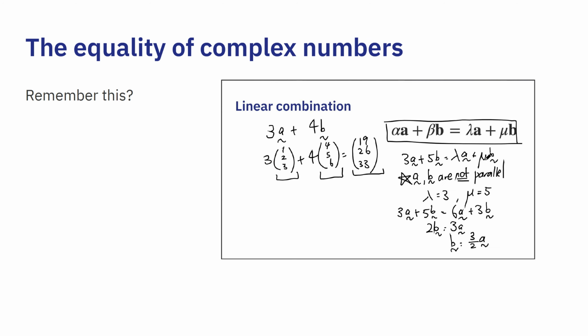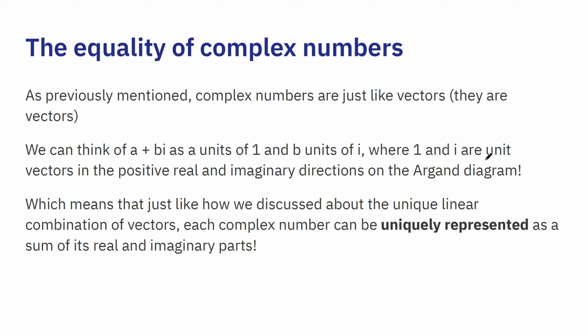Do you remember the linear combination we talked about in our vectors crash course? We can actually apply a very similar thing to complex numbers, because complex numbers are just like vectors. Actually, they are vectors. So we can think of a plus bi as a units of a real number 1 and b units of i, where 1 and i are basically unit vectors in the positive real and imaginary directions on the Argand diagram. So it's kind of like a linear combination where our vectors are the vectors representing 1 and the vector representing i.